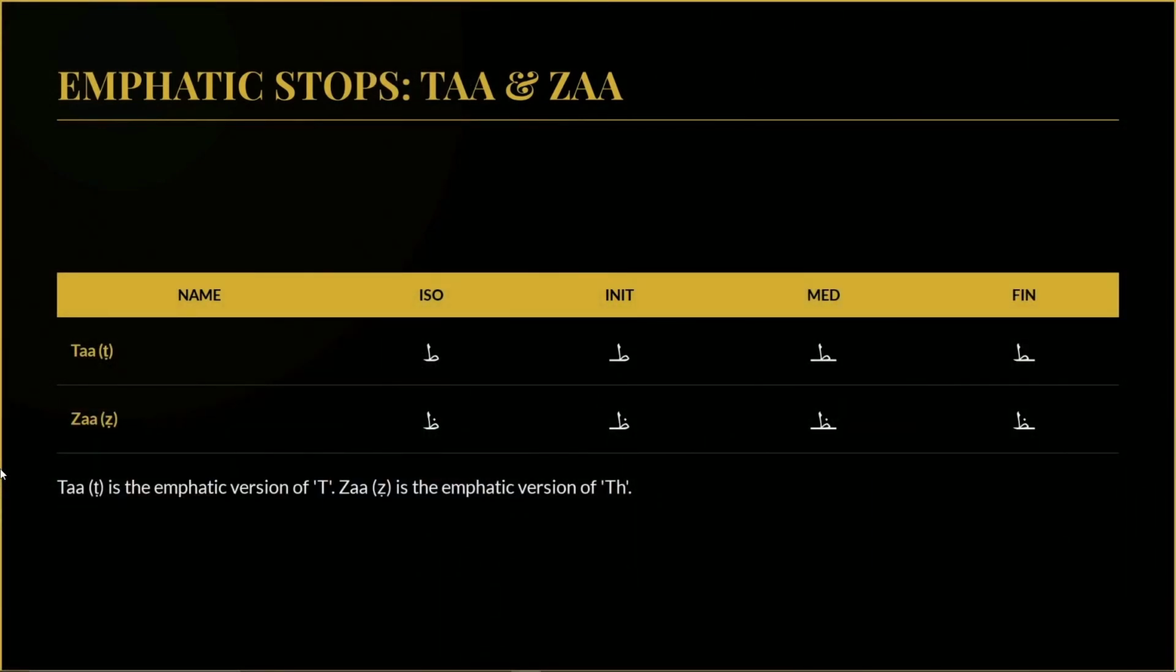Family 5, the vertical emphatics, Ta and Za. Following the ovals, we have the vertical emphatics, Ta and Za. These look like a loop with a mast. They are produced with the same velarized heavy resonance we saw in the previous family.